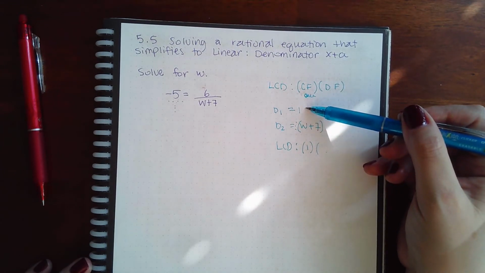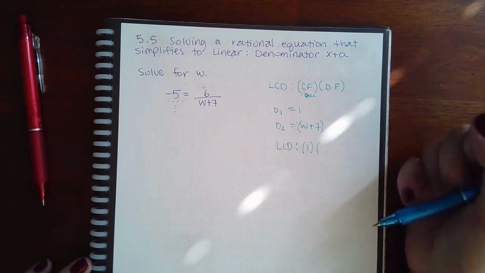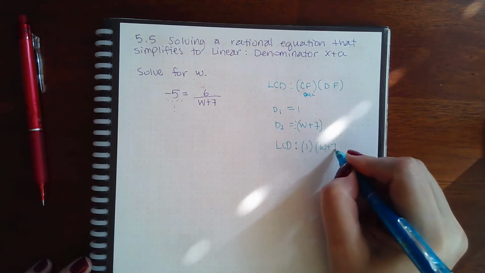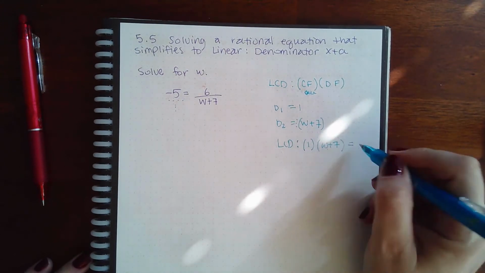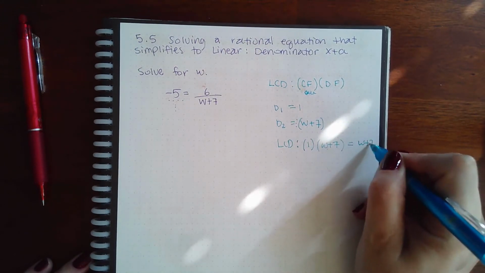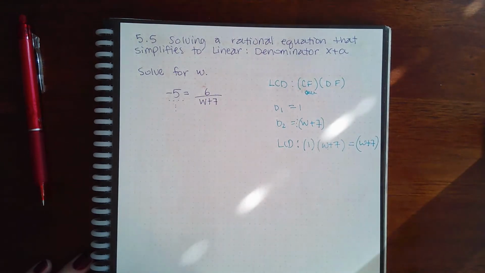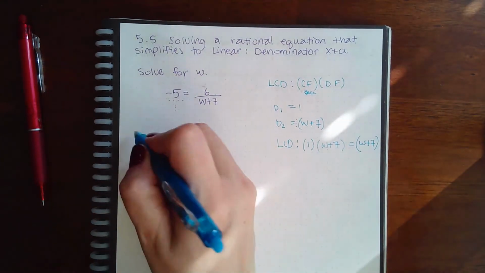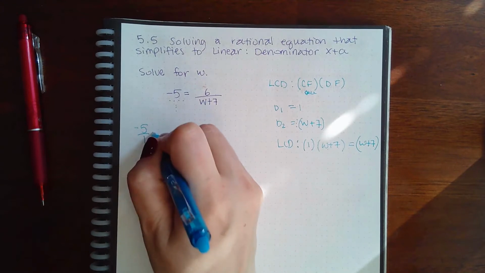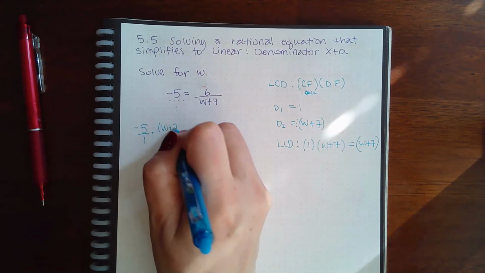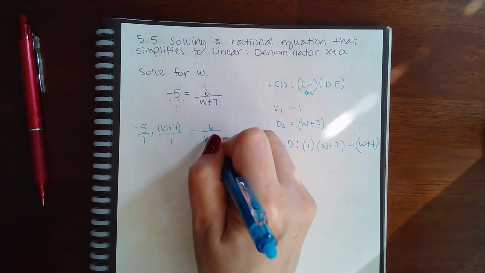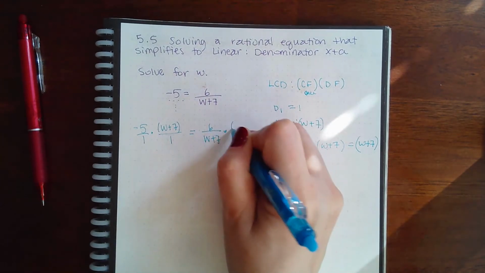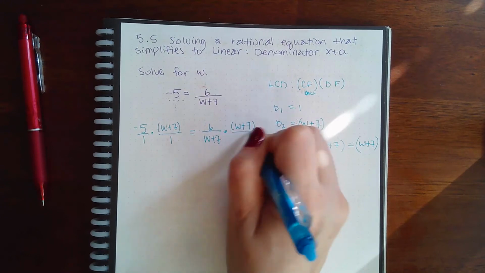Then the distinct factor would be, although this one has a coefficient of 1 in front of this factor, this first denominator does not have the w plus 7. So w plus 7 would be my distinct factor, which means if I multiply this together, w plus 7 is the LCD. So what do I do with that? I take the first fraction and I multiply it by w plus 7 over 1. Then I take the second fraction and I multiply it by w plus 7 over 1.